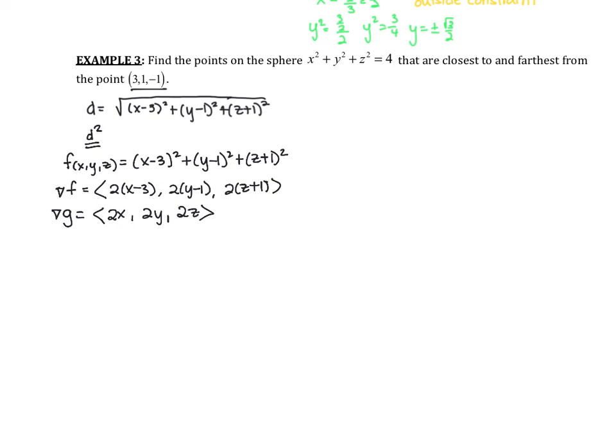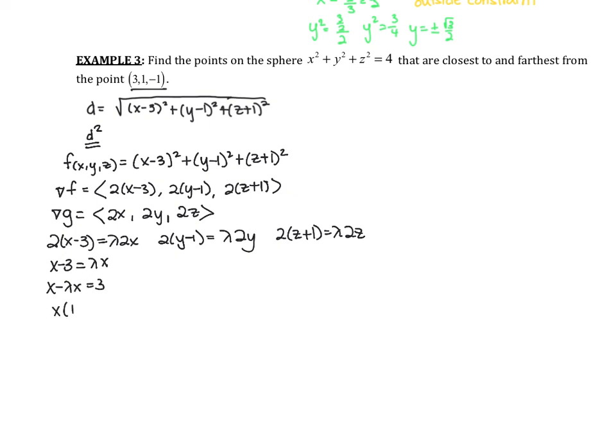So when we set this up, we're going to create a system that we need to solve. We get 2x minus 3 equals lambda times 2x. 2 times y minus 1 equals lambda times 2y. And 2 times z plus 1 equals lambda times 2z. Simplifying each of these, I get x minus 3 equals lambda x. Let's combine like terms. So x minus lambda x equals 3. So x times 1 minus lambda equals 3, and x equals 3 over 1 minus lambda.